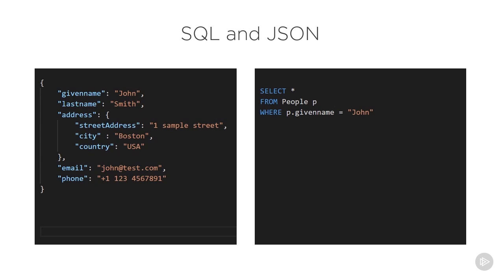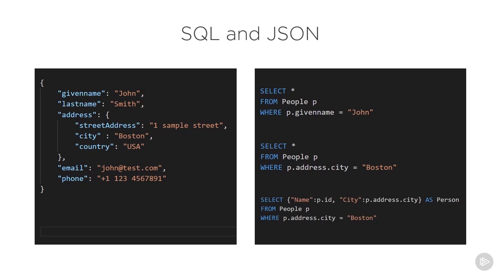So what if I'm looking for all people based on their cities? That is also supported. As you can see, I can query nested properties as well as simple properties. So in the second query, I'm looking for all the items in the people's collection where the person's city equals Boston. And finally, I can select fields of my items into new JSON objects.